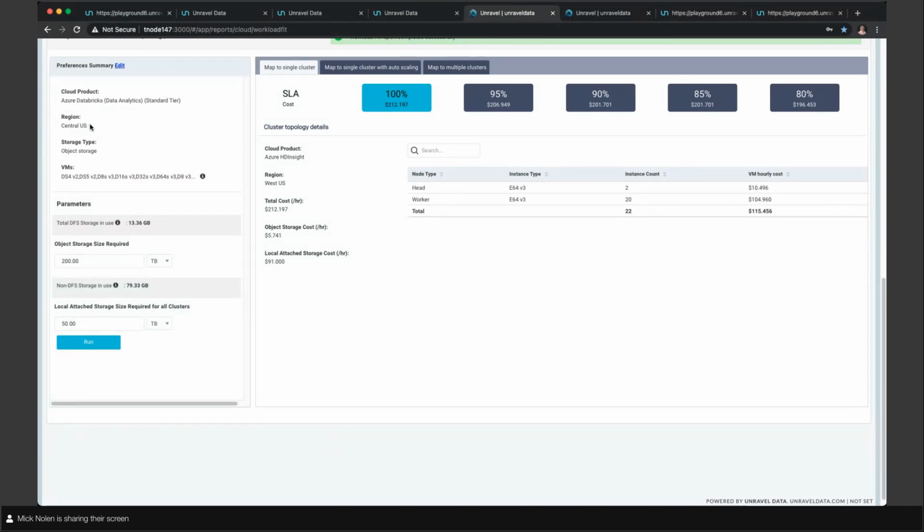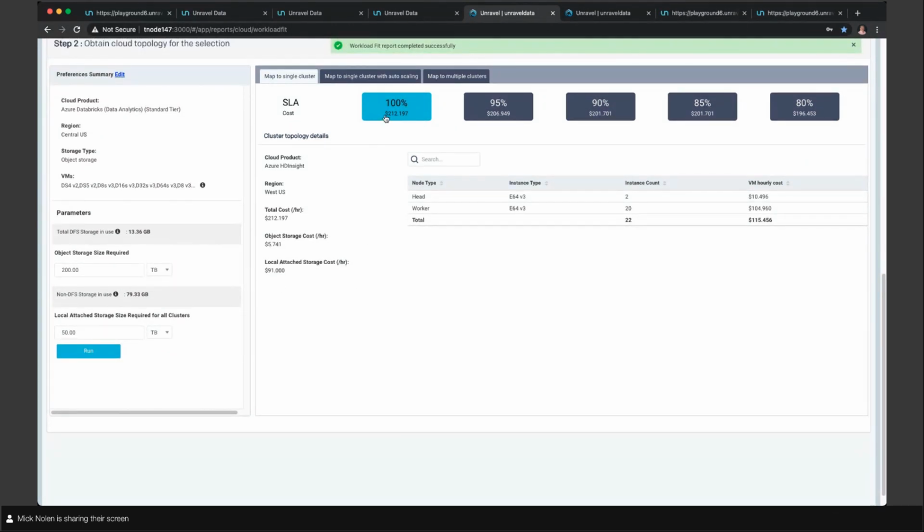So if I go look at the execution of this report, in this example, I picked Databricks in the standard tier, central region. I picked all of the VM types. You can also decide whether I have a certain amount of object storage as well as locally attached storage. And then we get a readout here with a few options. So I can see, at an SLA of 100%, what would it cost me in this environment for this particular workload to be moved? In this case, we're looking at $212 an hour to maintain that workload, at 100% capacity for what it's using today. Down below, we can see the machine types that it's recommending and what their individual costs are.